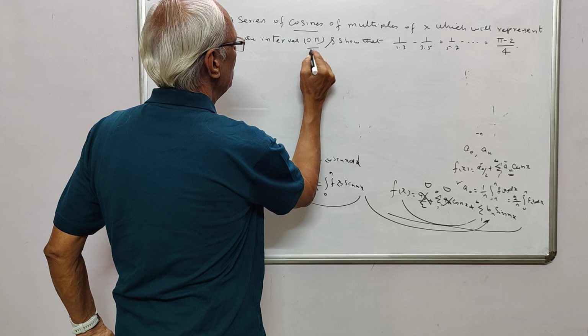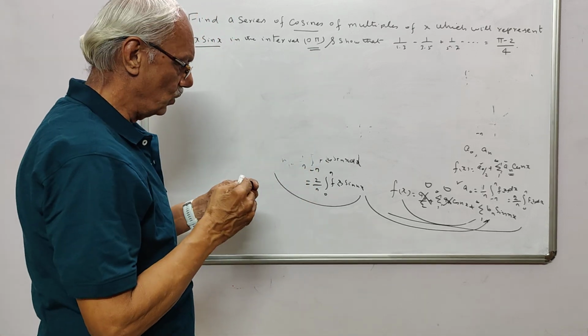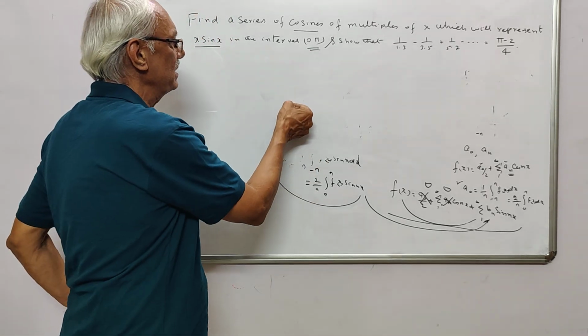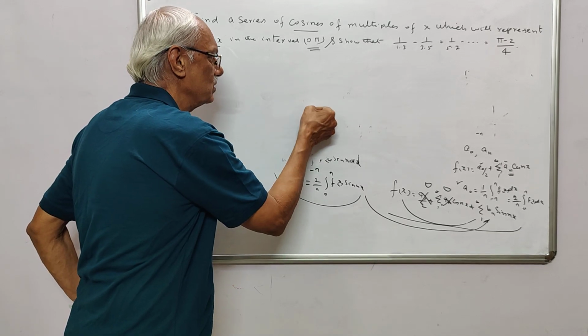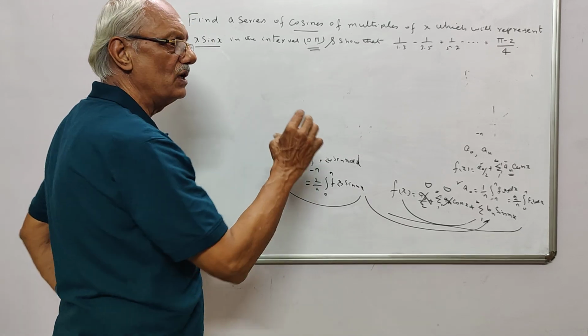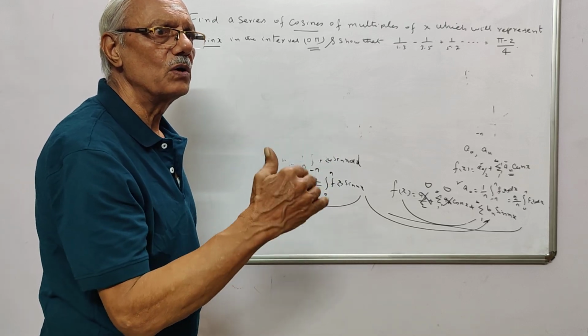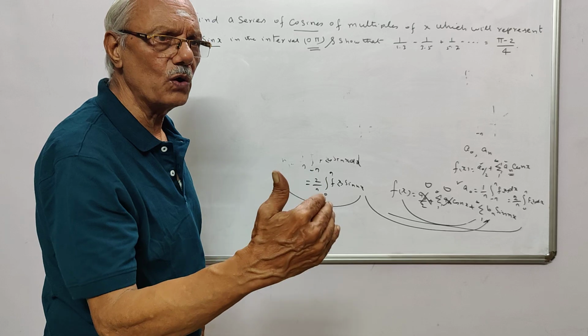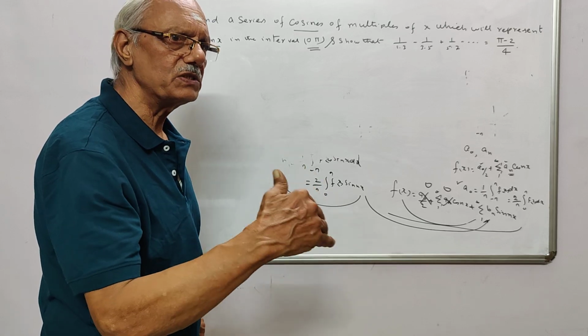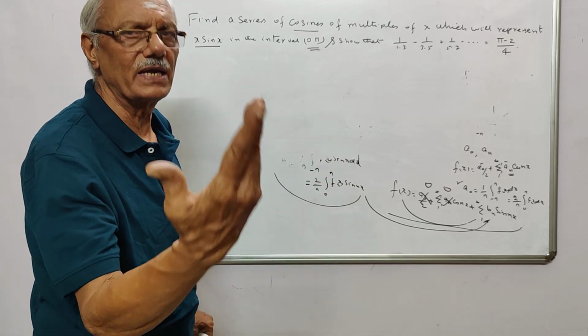See, it is defined in the interval 0 to pi. So what is it that you will do? You will extend the function to minus pi to 0. Now, minus pi to 0, 0 to pi, and use the idea of what? That is, you find the value of a naught and an, substitute the values in the Fourier series, and you will get the answer.